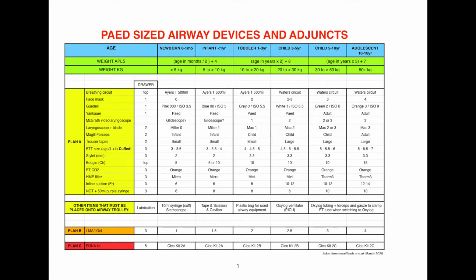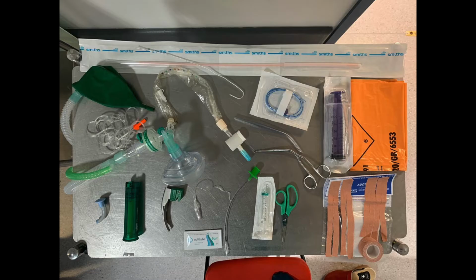What size airway devices and adjuncts you need depends on the age or the weight of the child. There is a poster on the wall guiding you what size of equipment to lay out on the airway trolley and in which drawer to find it. There's also a photo demonstrating this emergency intubation kit dump with a layout of materials that make sense to Team Airway. Claire will now show you how to set up the airway circuit for a small child and for a bigger child.